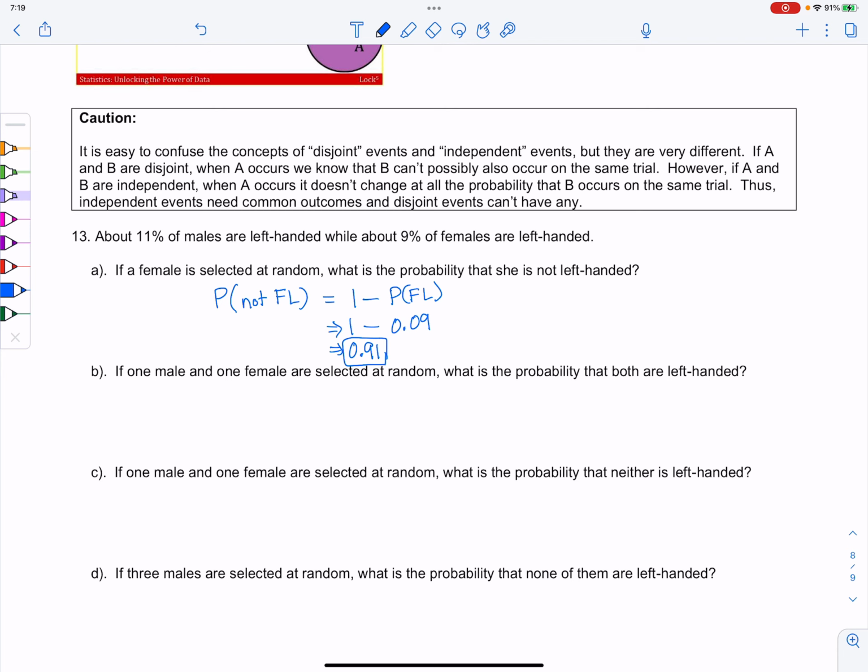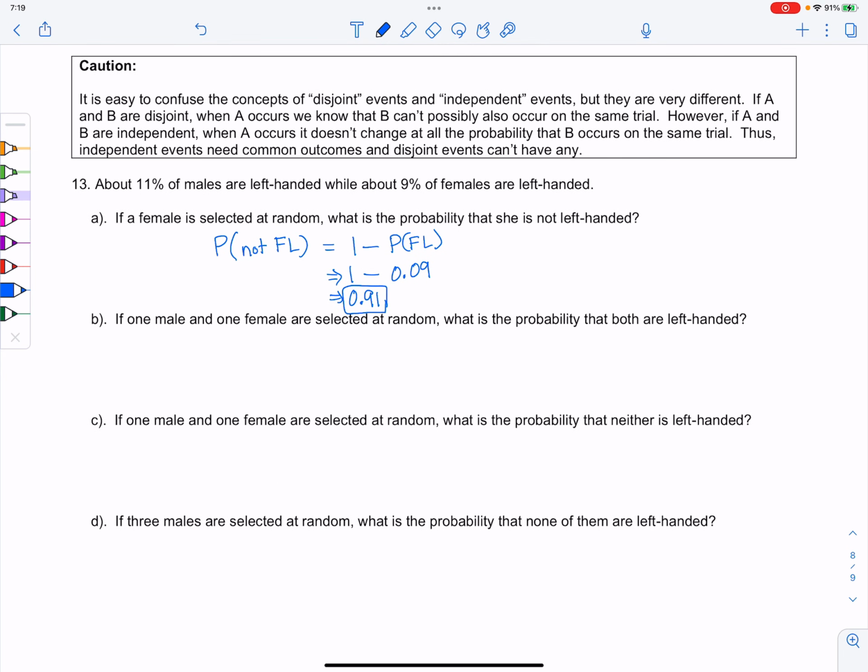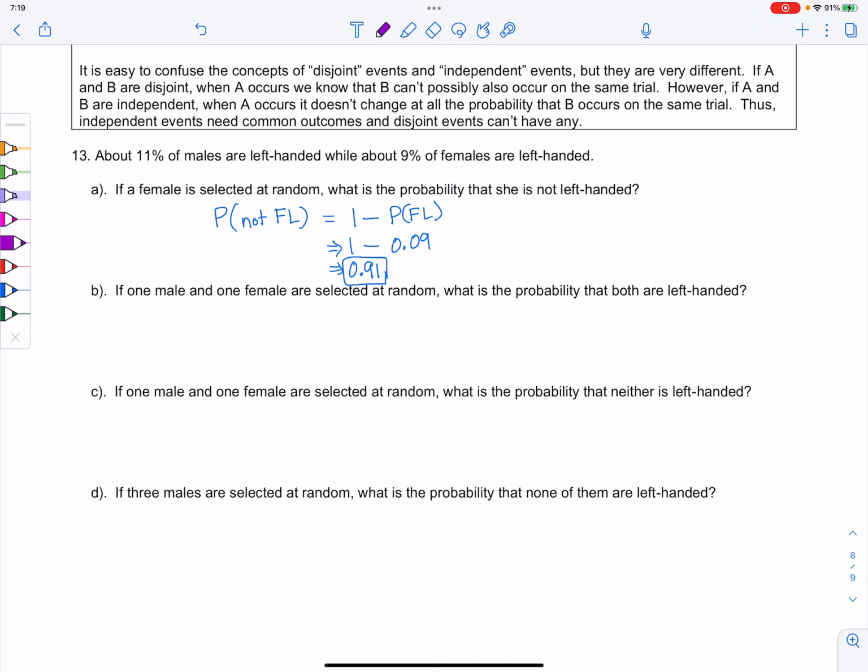Okay, one male and one female are selected at random. What is the probability that both are left-handed? So you want to know what's the probability you have a male that's left-handed and you have a female that's left-handed. When you choose the first person from the population you're choosing from, whether or not that one is male or female or left-handed or right-handed does not at all impact what happens with your next choice. These are independent events because they're randomly selected.